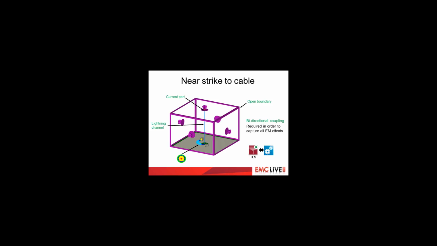You can see these purple boundary conditions are open boundaries, which are used to truncate the modeling volume. These absorb radiation from the lightning channel and the cable system, simulating a free space environment around the system. And again, the hybrid method of combining the 3D transient TLM field solver and the Cable Studio solver in a co-simulation fashion is used to accurately simulate all the interactions.